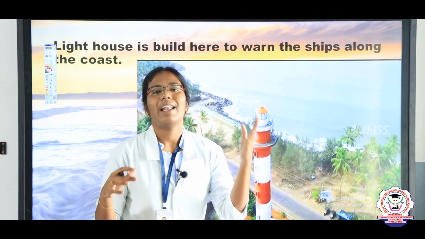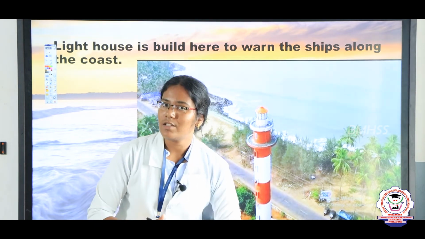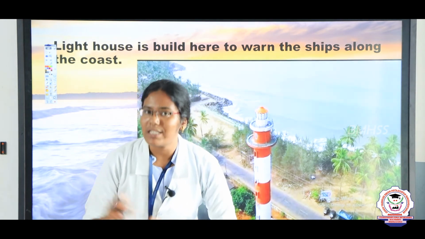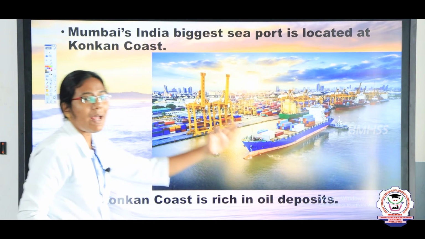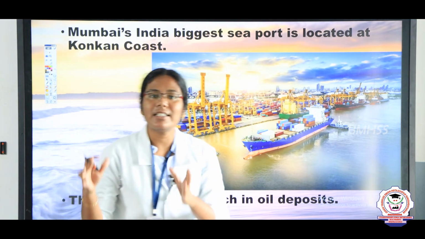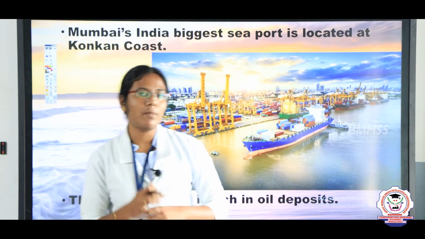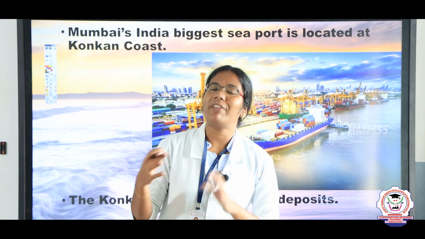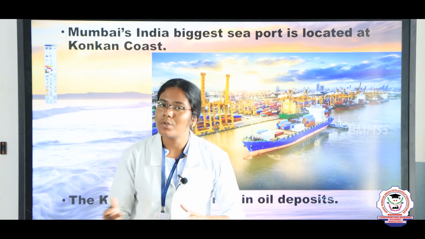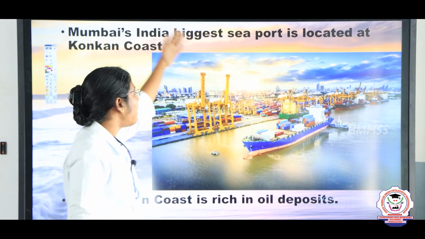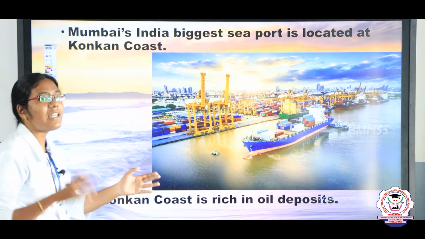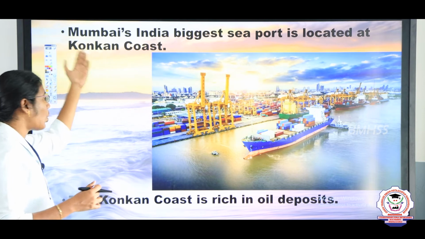The Konkan coast consists of an uneven and rocky surface. Next, Mumbai, which means India's biggest port. What does port mean? Port means Thuraimagam. With the help of that only we are trading, which means we are exchanging goods. So India's biggest port is located at Mumbai, which means at the Konkan coast.